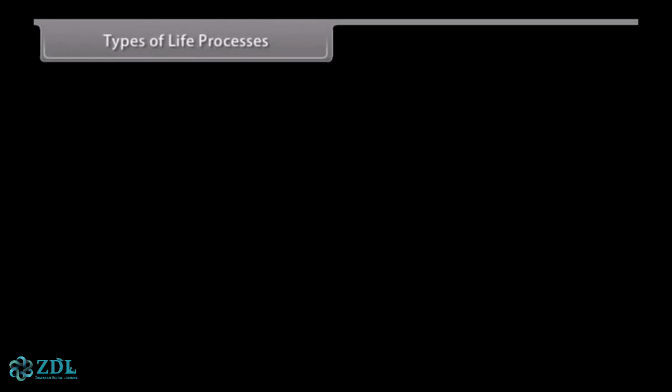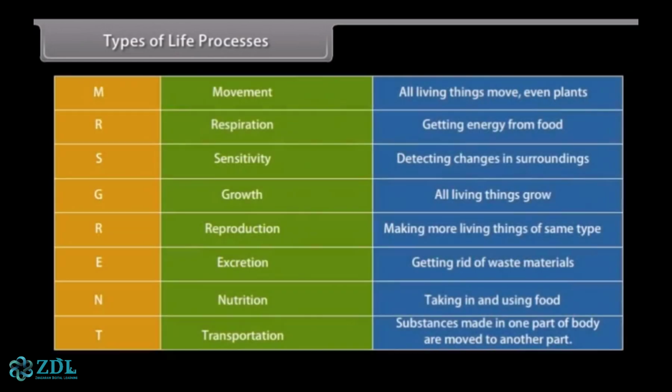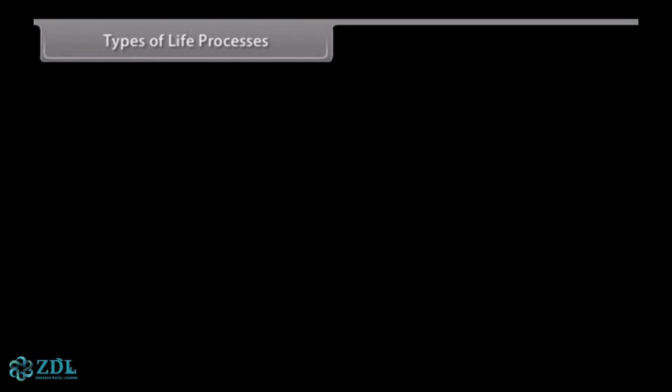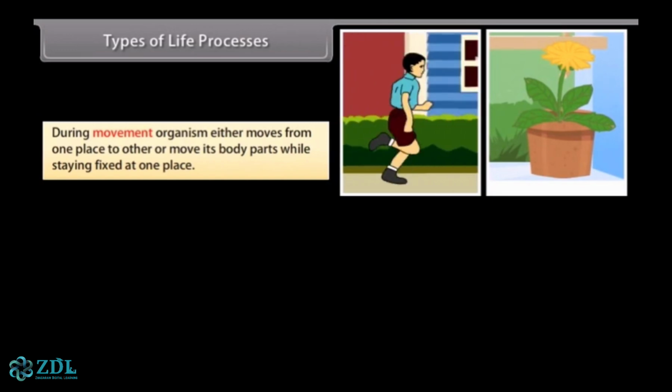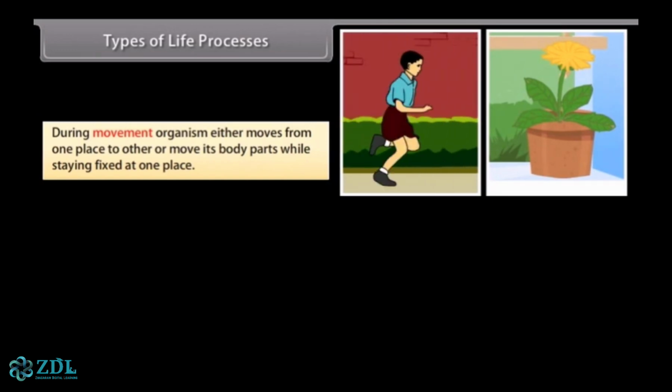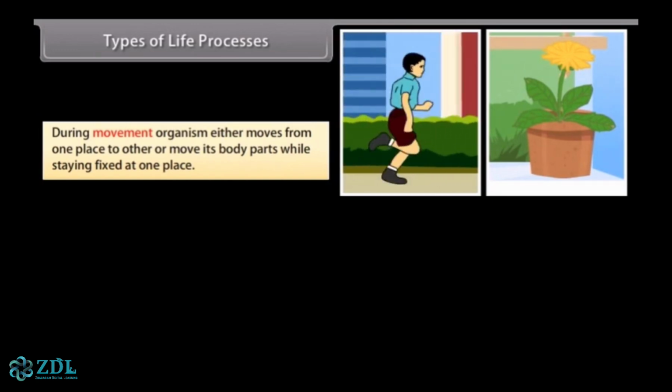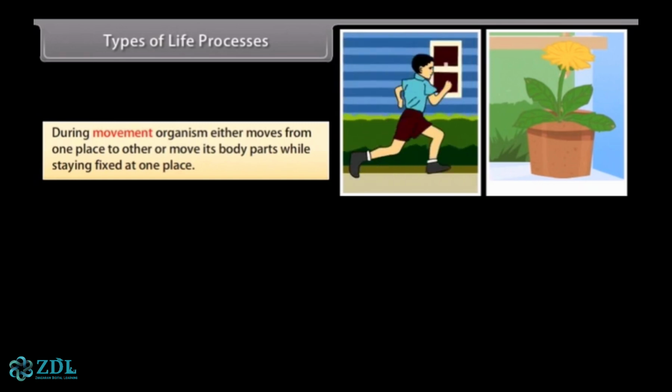Types of life processes. There are following basic life processes: movement, respiration, sensitivity, growth, reproduction, excretion, nutrition, transportation. During movement, organism either moves from one place to other or move its body parts while staying fixed at one place.